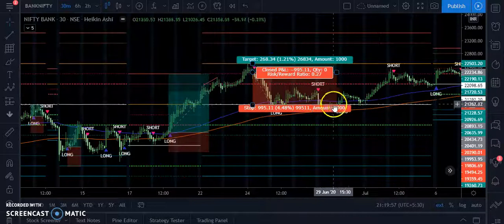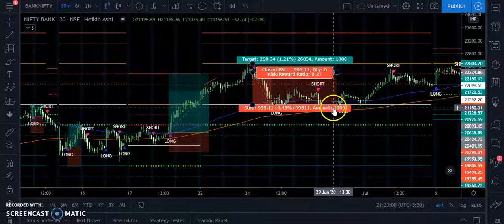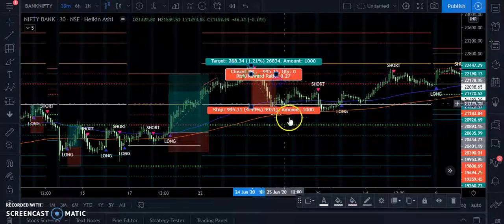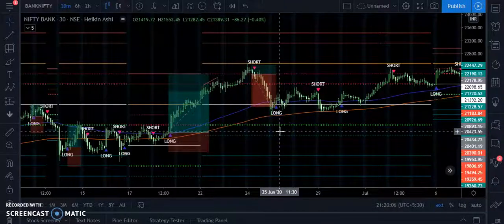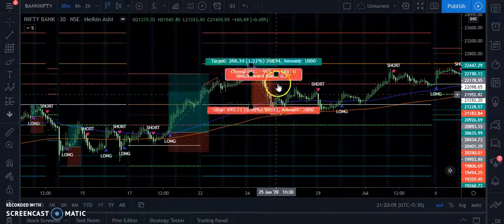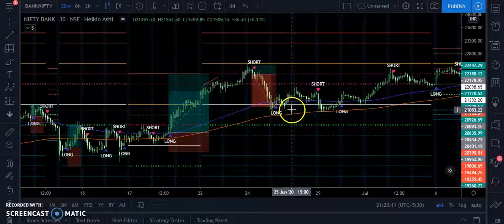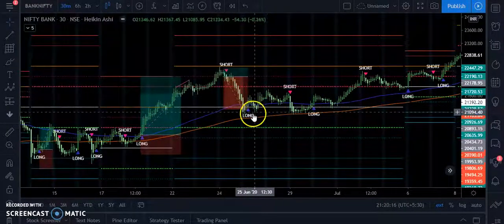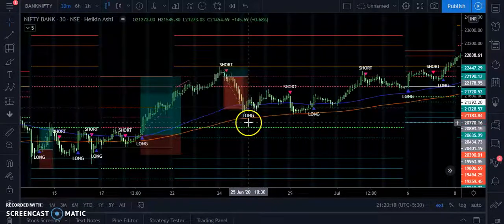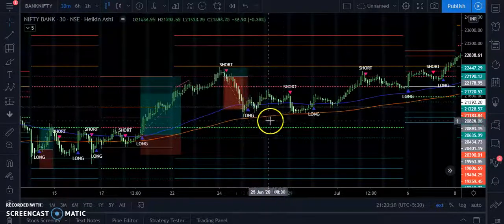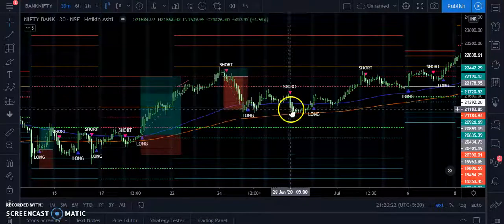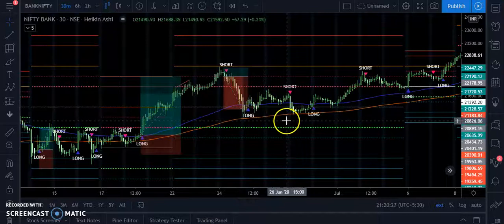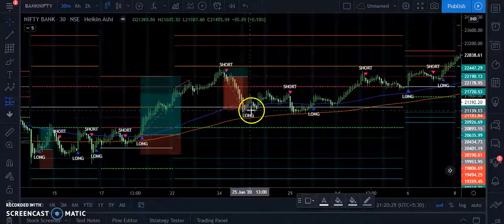Immediately go for a short position and wait for the support line or a moving average line. What happened here? The price came near the white line, that is the strong support region, and also these two moving average lines, and we got a long signal. So the moment you see a long signal near the white line, the ultimate support line, you should go immediately for a long position.